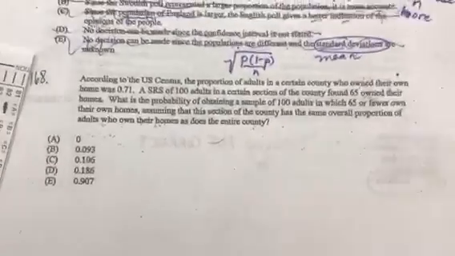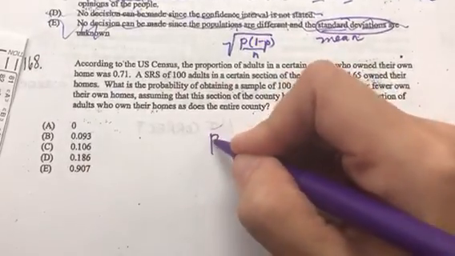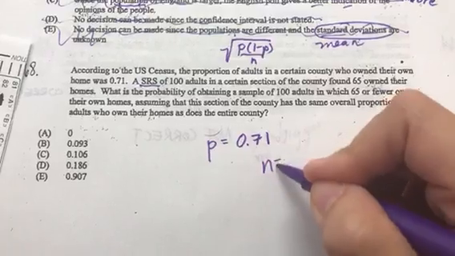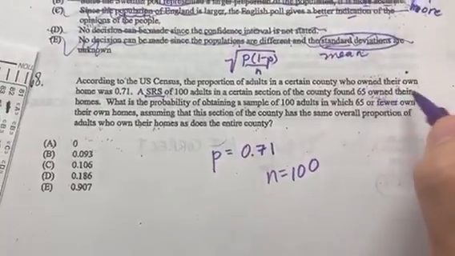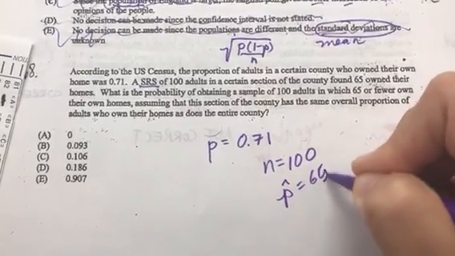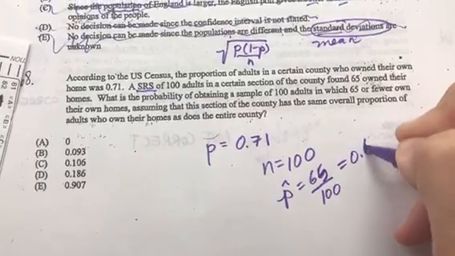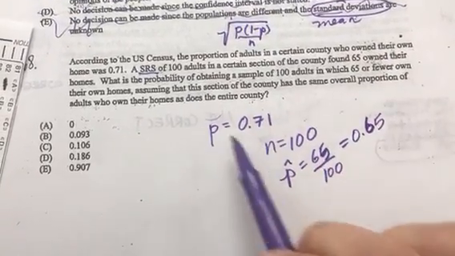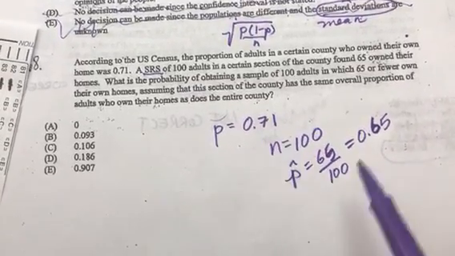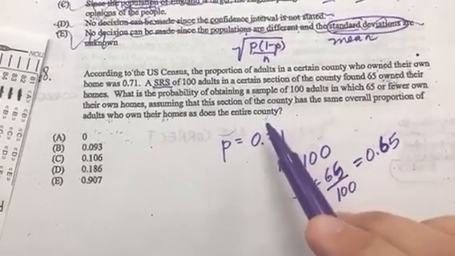Now let's take a look at 168. According to the U.S. Census, the proportion of adults in a certain county who own their home was 0.71. In a simple random sample of 100 adults, 65 said they owned their home. So they actually took a sample, 65 out of 100. Now, this is an interesting question because it looks as if we were going to do a significance test, but they don't ask us to do a significance test. So we don't really have an H sub O or an H sub A.